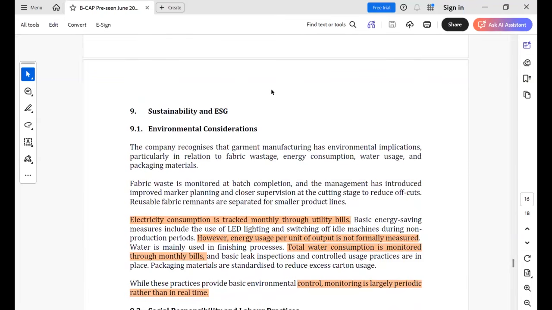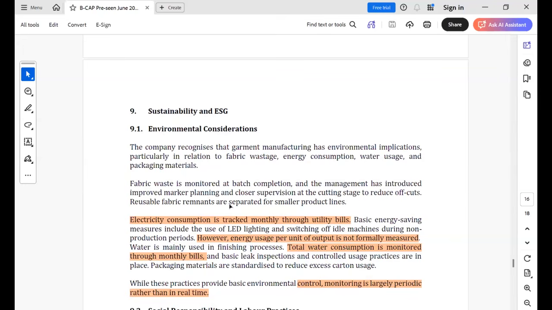Then those who wish, you can go to the sustainability and ESG section. Right. So, environmental consideration. The company recognizes that garment manufacturing has environmental implications, particularly in relation to fabric wastage, energy consumption, water usage, and packing material. Fabric waste is monitored in batch completion, and management has introduced improved marker planning and closer supervision at the cutting stage to reduce off-cuts.